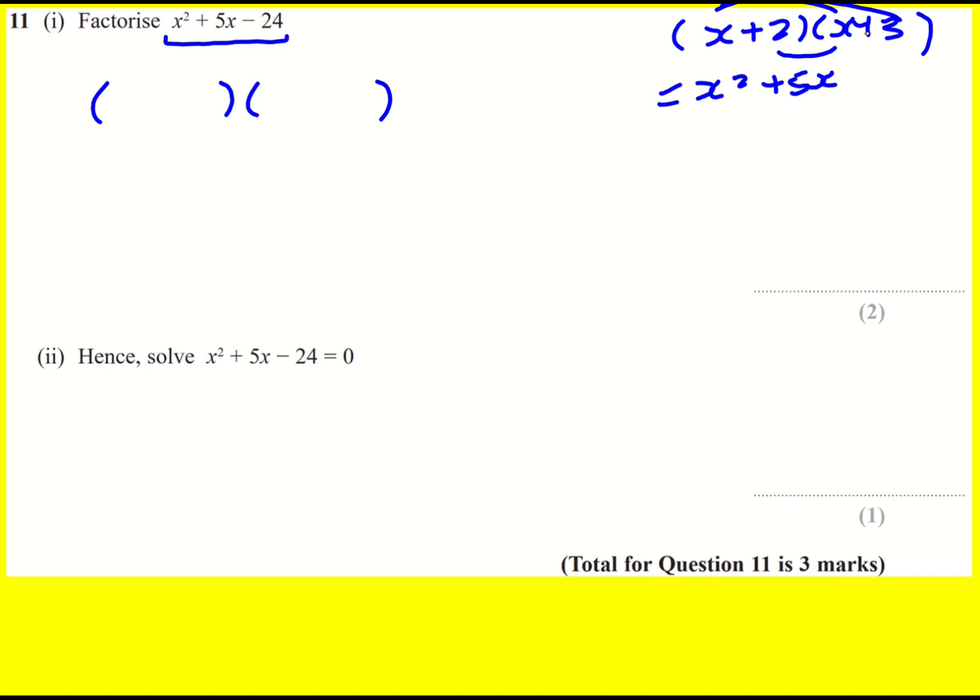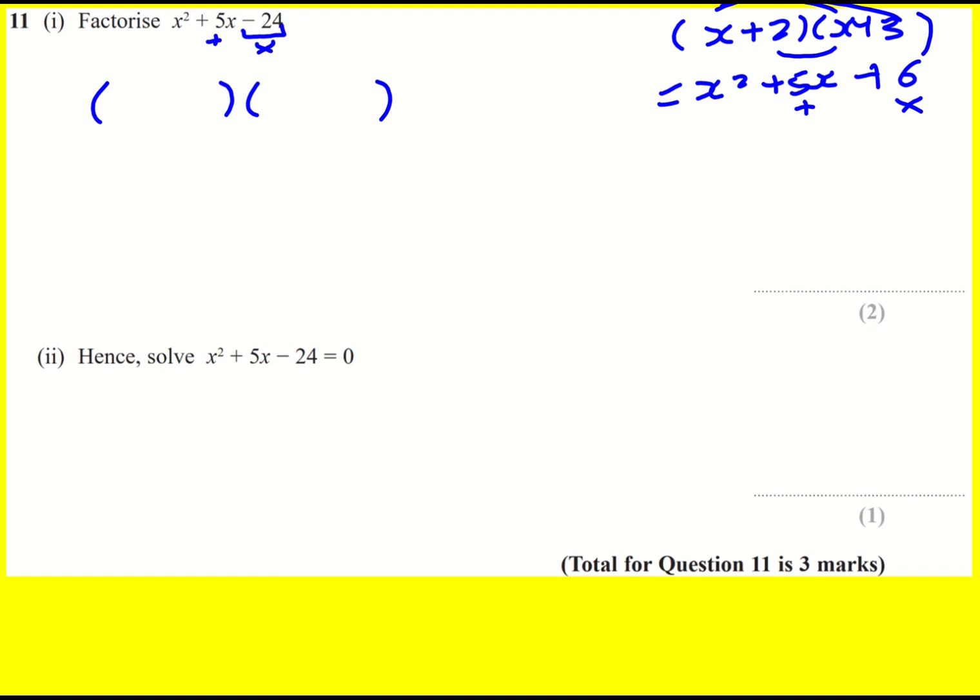This is actually equivalent to adding the 2 and the 3, and then putting the x to the right, and then plus 6, which is equivalent to timesing the 2 and the 3. So it's going to work exactly the same here. We actually need two numbers that are going to add to give 5 and times to give minus 24.